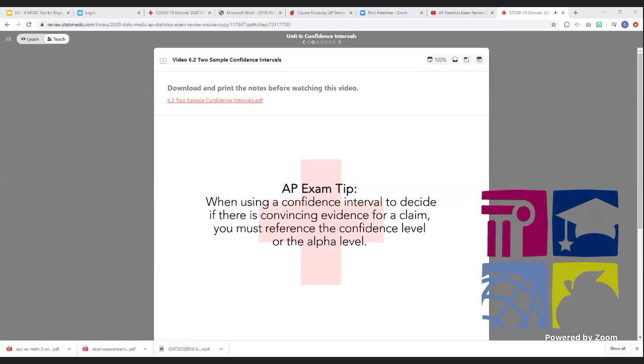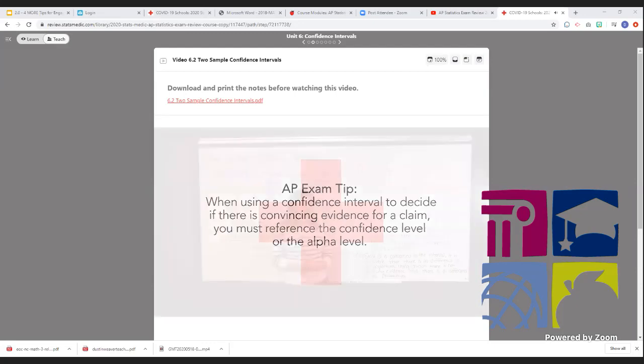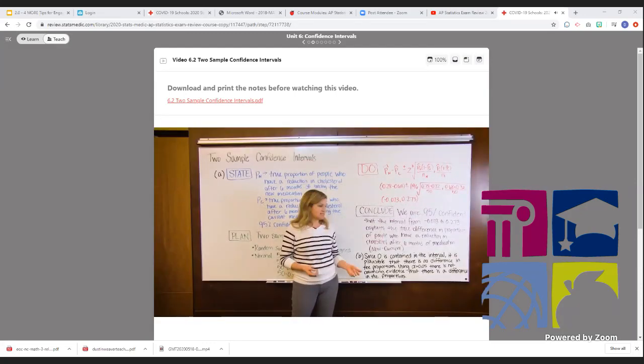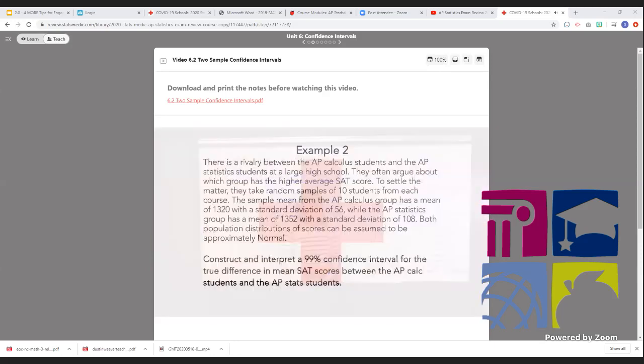An AP exam tip: when you're trying to decide if a confidence interval gives you convincing evidence, make sure you identify the alpha level that you would be using. With this example, we're doing a 95% confidence interval, which tells me that I would have a 5% alpha level for determining if there's convincing evidence. So now let's look at an example with means.